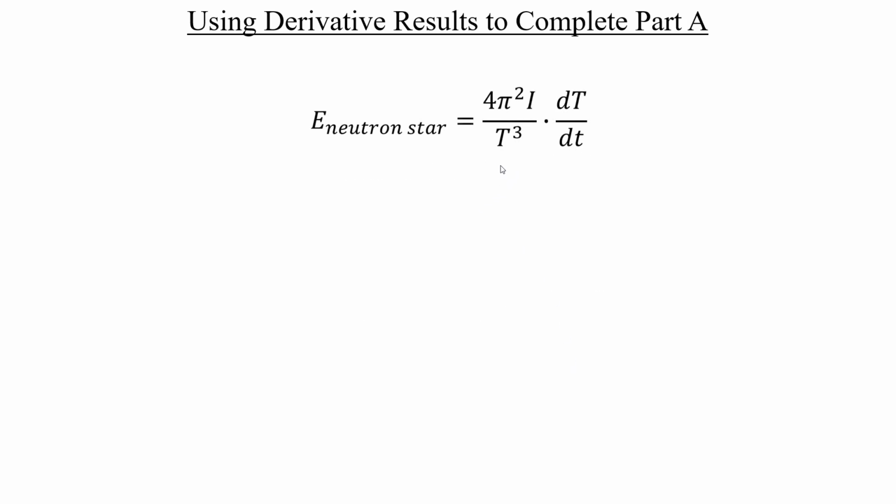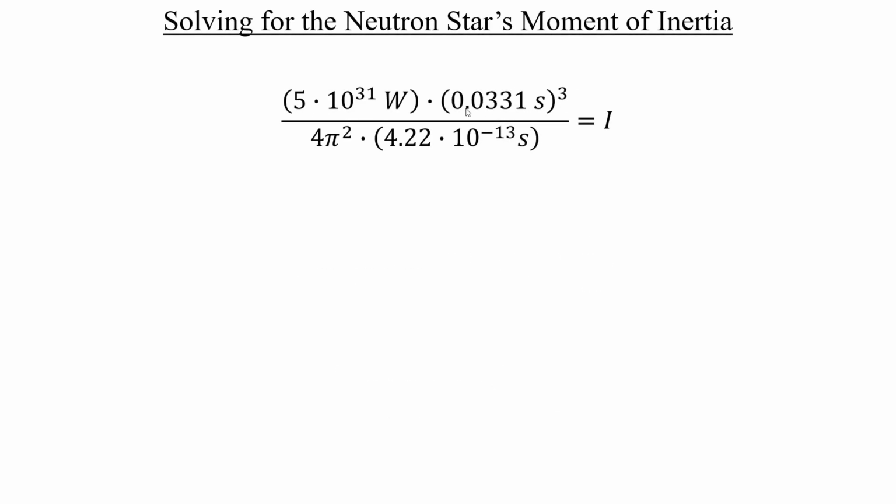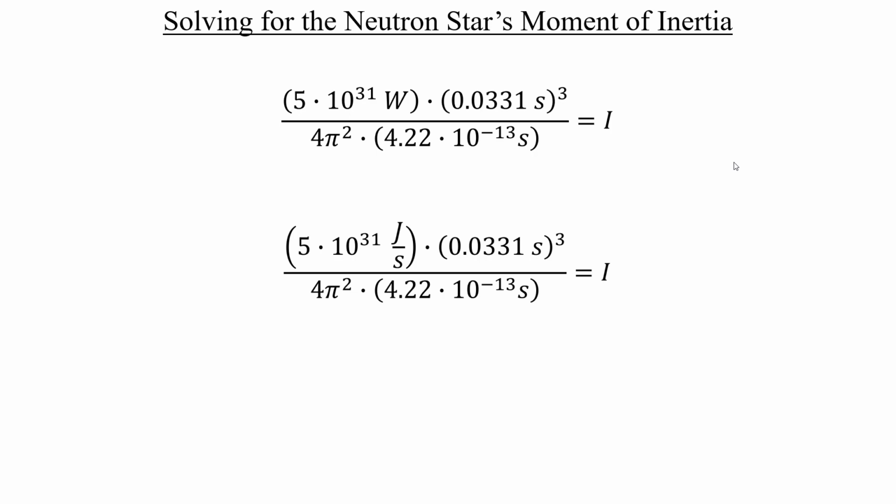If we multiply both sides by the cube of the period, and then divide both sides by 4 pi squared times the change in the period, well, now we get the moment of inertia isolated on the right. So we're ready to plug in some numbers and see what we get. However, one quick word of warning. We need to change these watts units to joules per second. Thankfully, it's a really small change. All the numbers will remain the same. There's no weird conversion factors involved there.